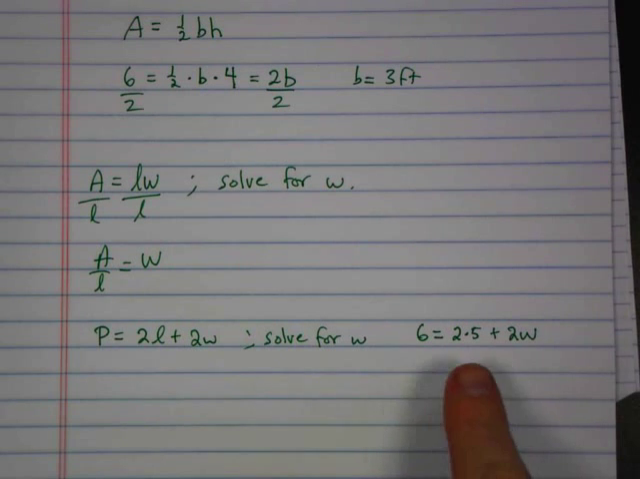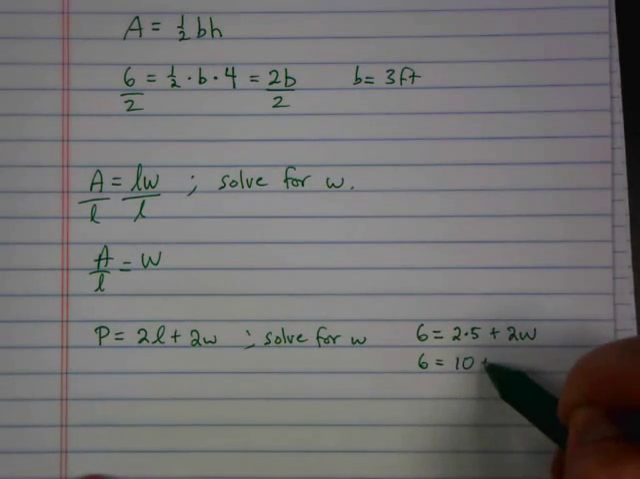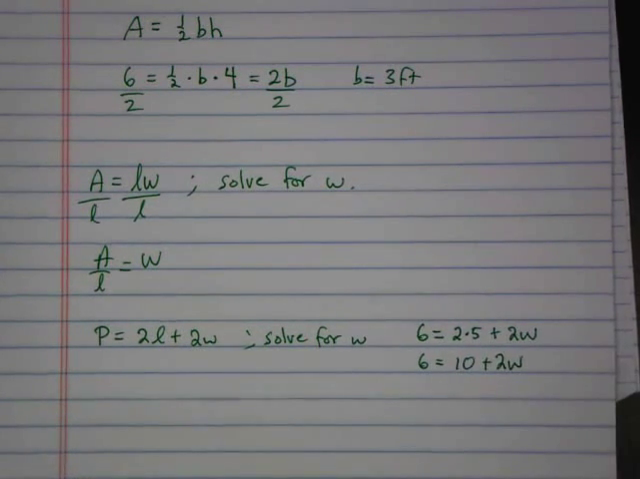You wouldn't write 2 times 5, you would write it as 10. But then what would you do to get the W all by itself? Wouldn't you have to move the 10 over to the 6 and combine like terms? You've got to move the 10 over, don't you?